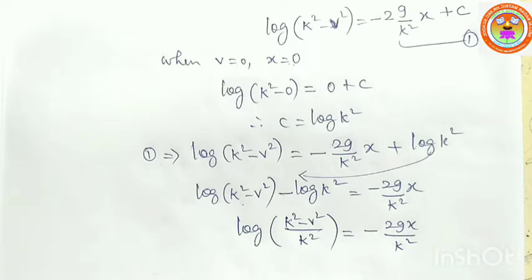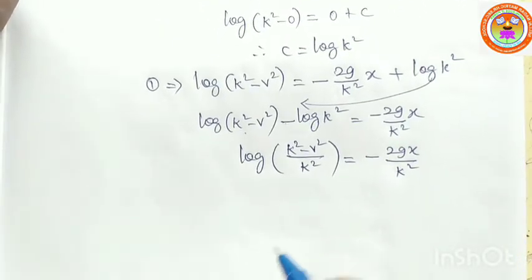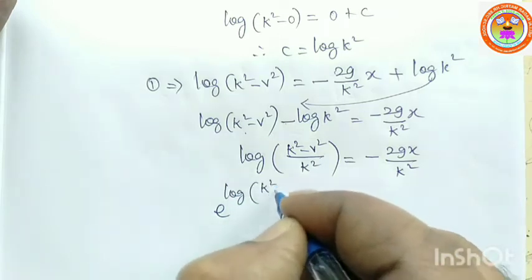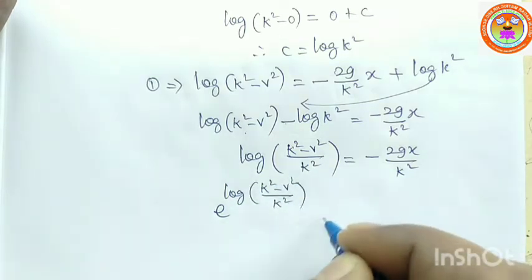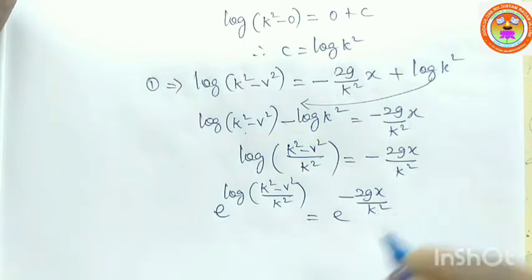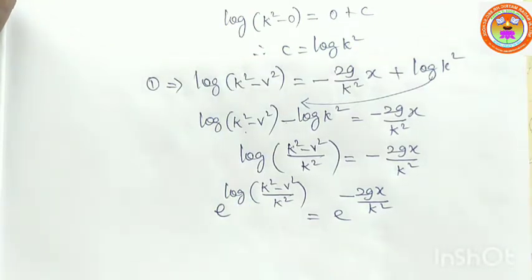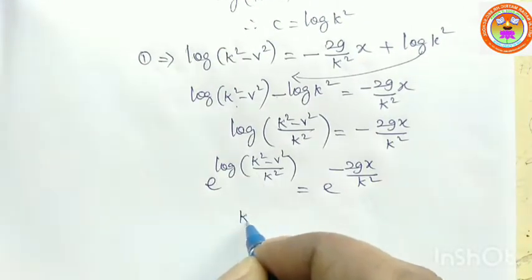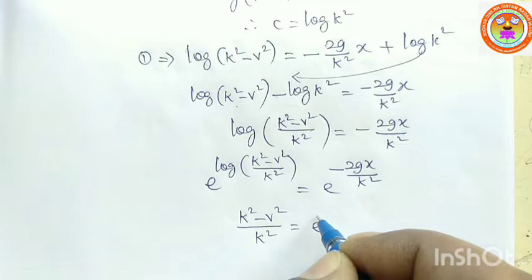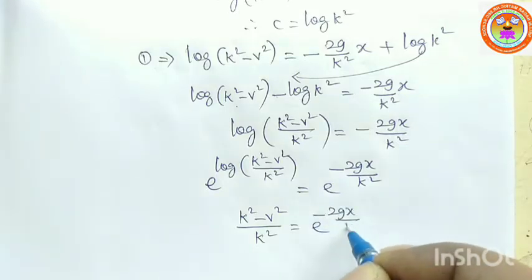Now, we are going to eliminate this logarithm. How can we eliminate logarithm? By applying exponentiation on both sides. When we apply exponentiation on both sides, it will become e power log of k square minus b square by k square, which is equal to e power minus 2gx by k square. E and log getting cancelled. So, what is remaining? K square minus b square by k square is equal to e power minus 2gx by k square.